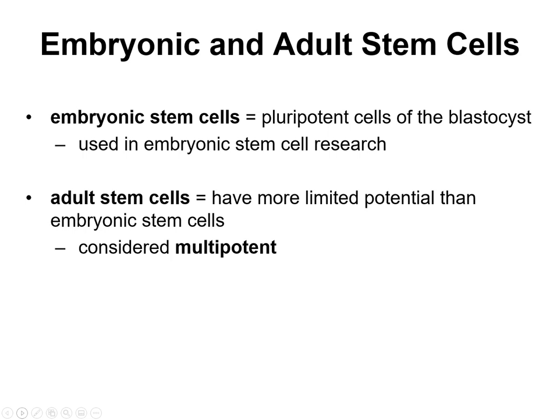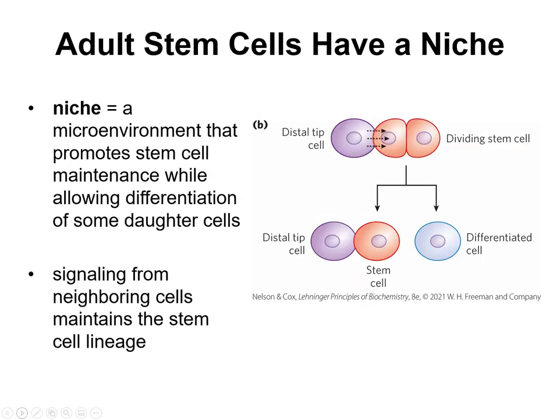Then there are adult stem cells. And these are more limited, okay? They can't do all the things that embryonic stem cells can do. They're considered multipotent, but they are not pluripotent. What that means is that they have a niche, okay?